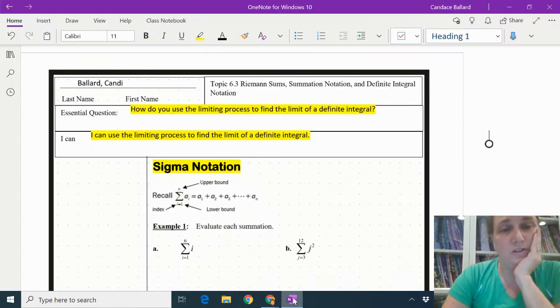So in this lesson, we're going to start our study of Riemann sum, summation notation, and definite integral notation. So we are bringing back the idea of the sigma notation. We are not doing series yet. That's coming, okay? But we're going to learn at least, talk a little bit about some basic series stuff. And we're going to use the limiting process to find the limit of a definite integral. And you're going to be able to use that limit process to find the limit of a definite integral.